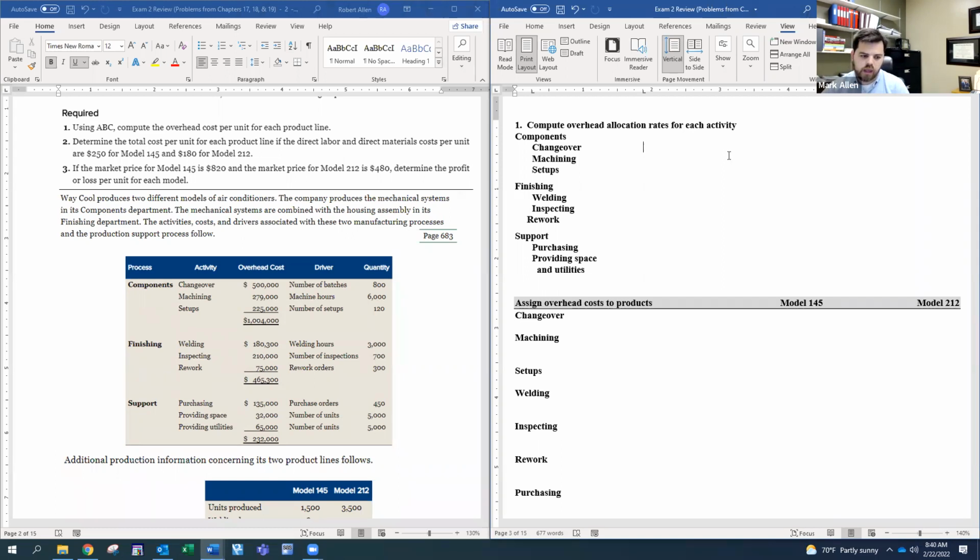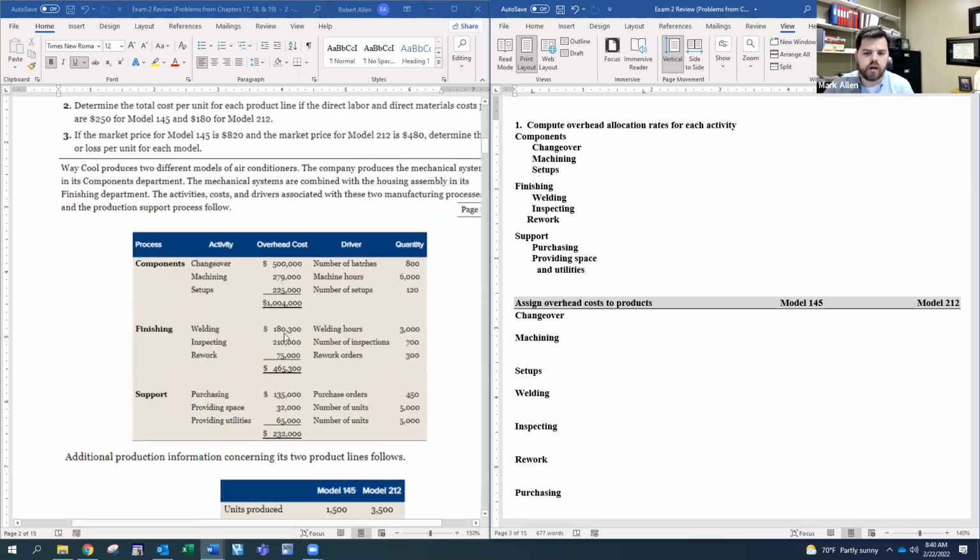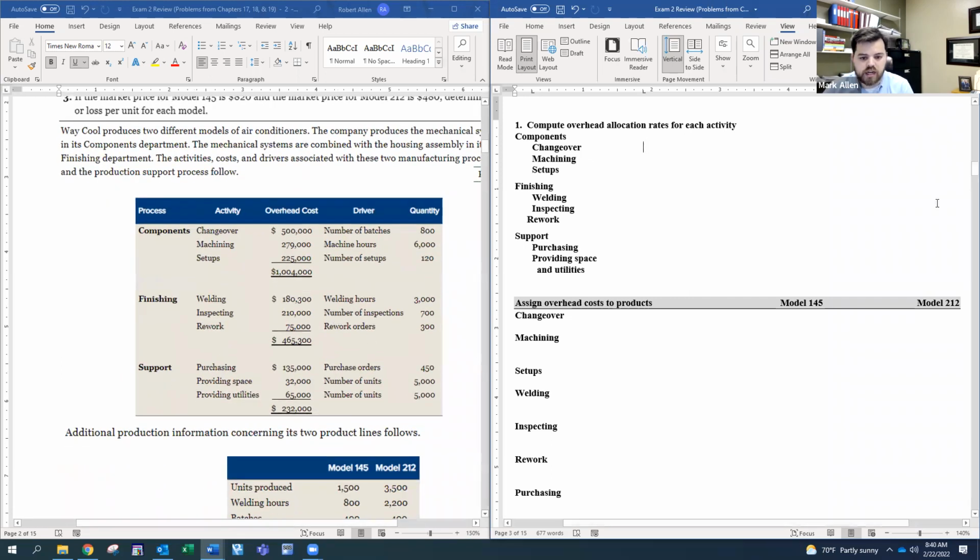So here we go. In this case, we need to compute our allocation rates or our activity rates for each activity. So we start out here with changeover. Changeover has a $500,000 overhead cost assigned to it. I'll take my pencil here and show you where I'm getting that from. So this is the $500,000 that we're using here for changeover.